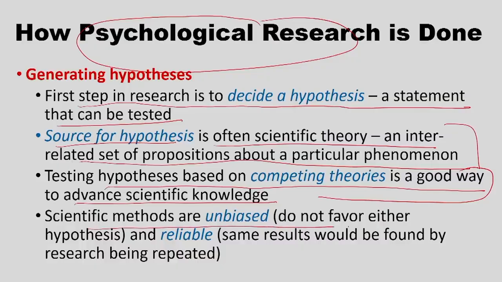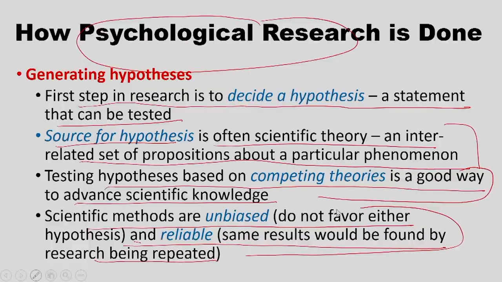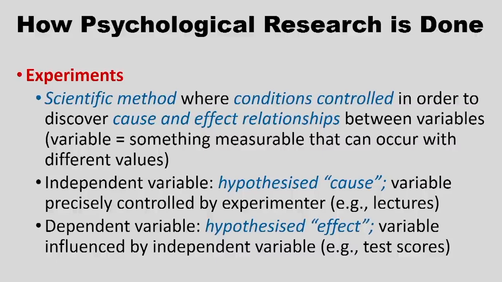Now, scientific methods are unbiased and do not favor either hypothesis, and reliable results would be found when research is repeated. So we use a scientific method to do this study. This scientific method will be unbiased because when we start the experiment, it favors neither tea nor coffee nor hot chocolate. We are not favoring any of the hot beverages, so it is unbiased, and some reliable result will come up which will tell you which of these drinks will actually work. The method that I am using is called the experimental method, or experimentation.